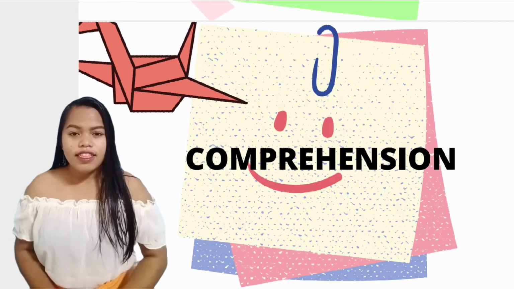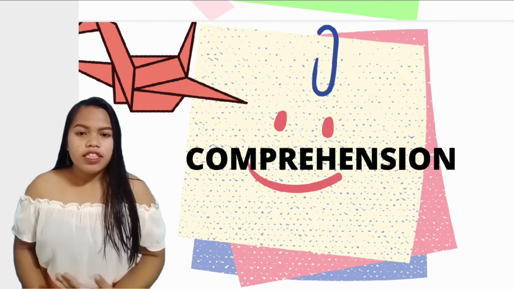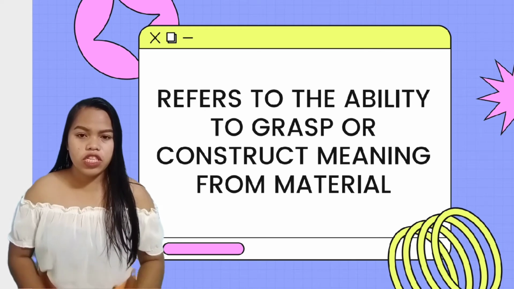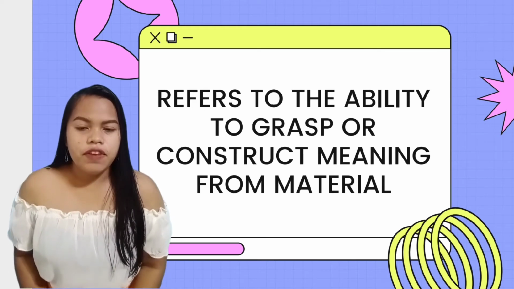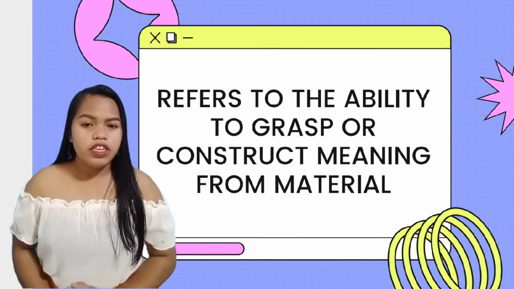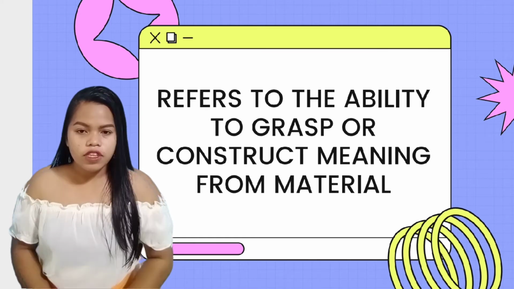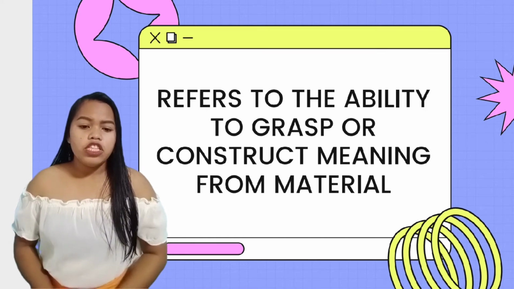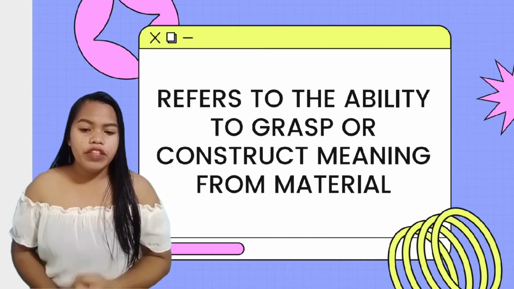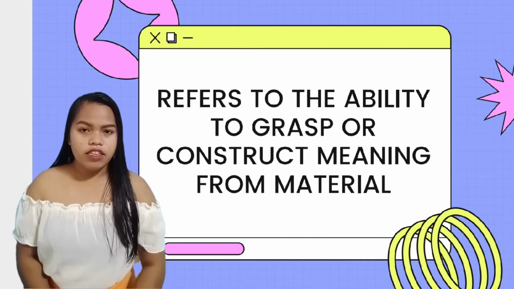Next is comprehension. This refers to the ability to grasp or construct meaning from learning materials. Some examples of active verbs related or associated with this function are restate, relate, discuss, and conclude. In comprehension level, the students are now able to translate, comprehend, or interpret the knowledge that they gain.